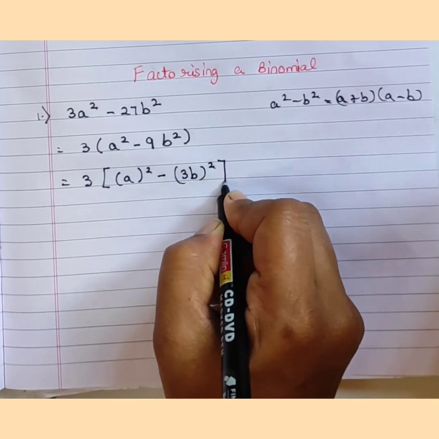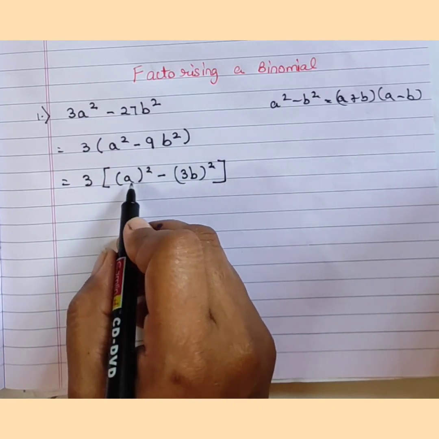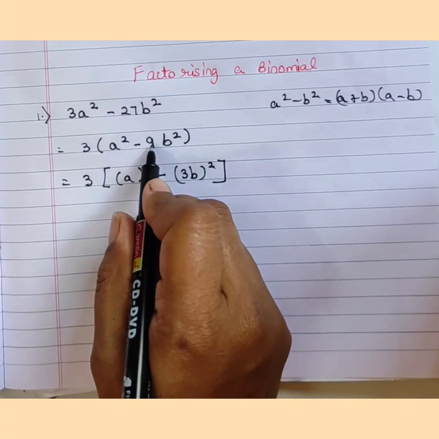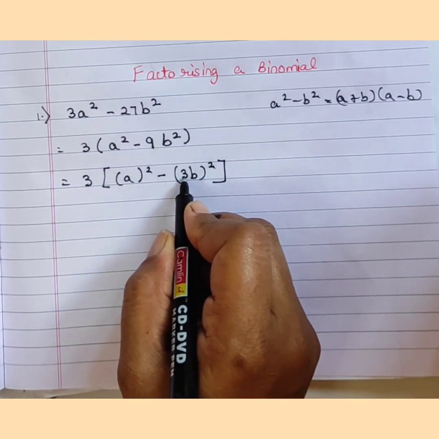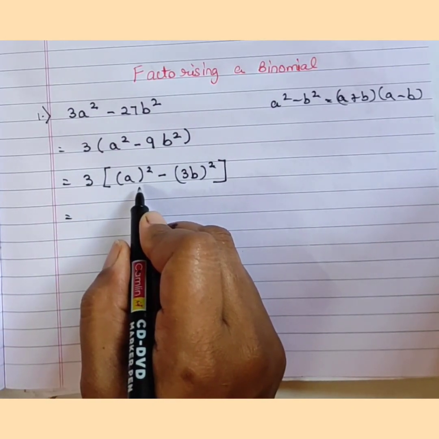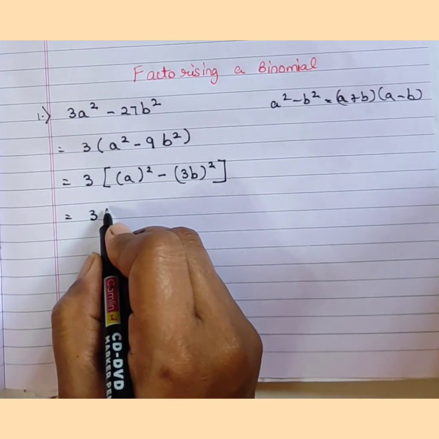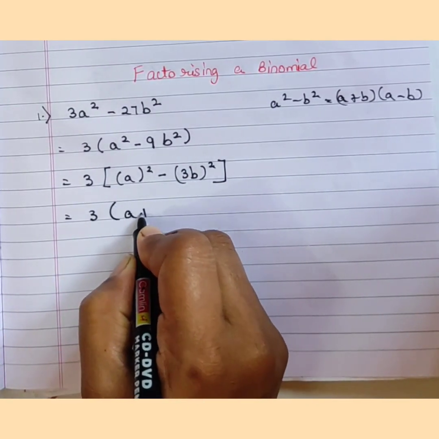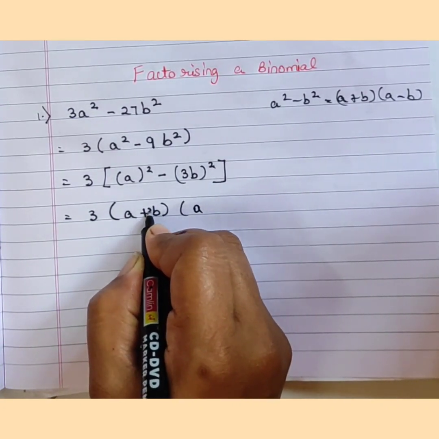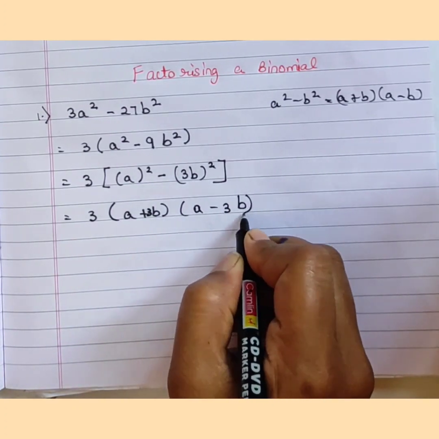Now a square minus 9b square is of the form a square minus b square, that is a square minus 3b the whole square, because 3 into 3 is 9. So if we put it in bracket, it becomes 3b the whole square. So now we can write it in the form of a plus b and a minus b. So we can write 3 as it is, and a plus b and a minus b, where b is 3b: a plus 3b and a minus 3b.